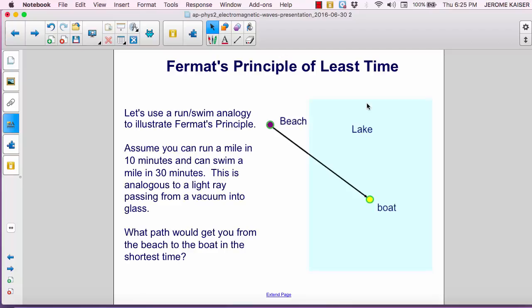Just to recall, Fermat's principle of least time, when we apply it to the path of particles of light, should tell us the path that light should take. We can use an analogy of an individual who is on the beach, well away from the shore, that wants to get into a boat in the middle of the lake. Now, we know that a person can run on the beach probably faster than they can swim in the lake. So the question is, how will they set a path that will get them to the boat in the least amount of time?